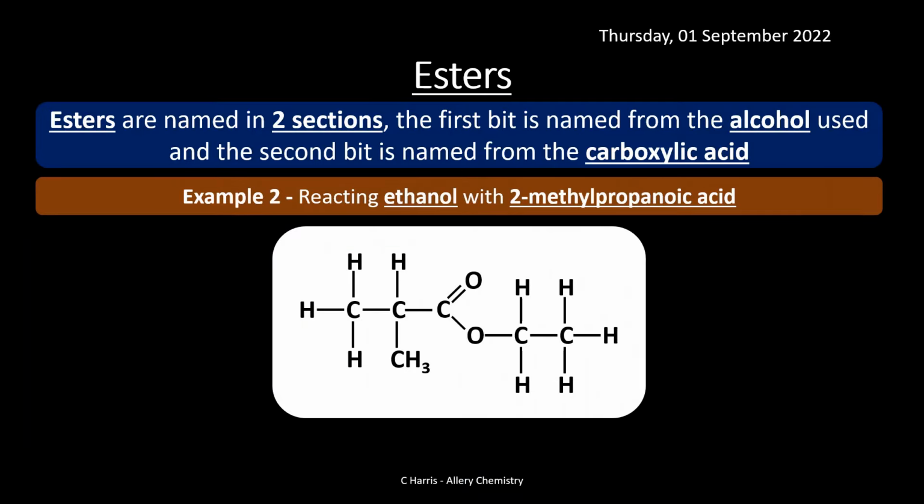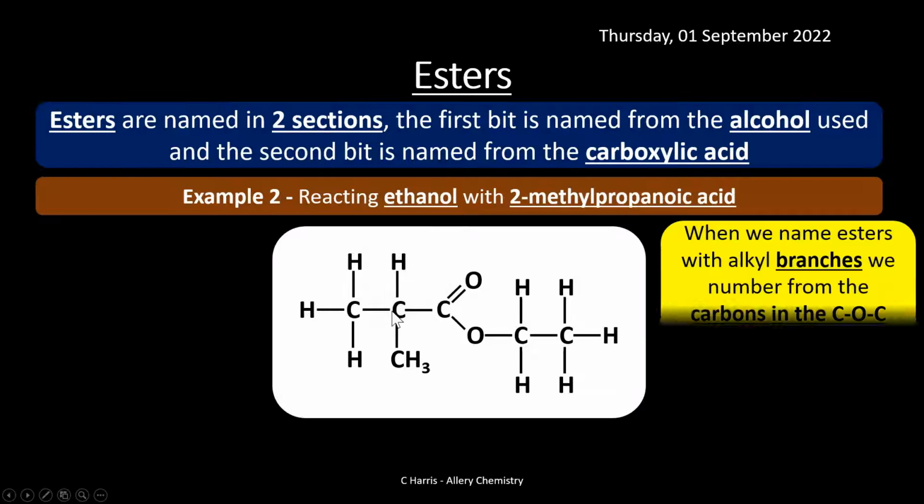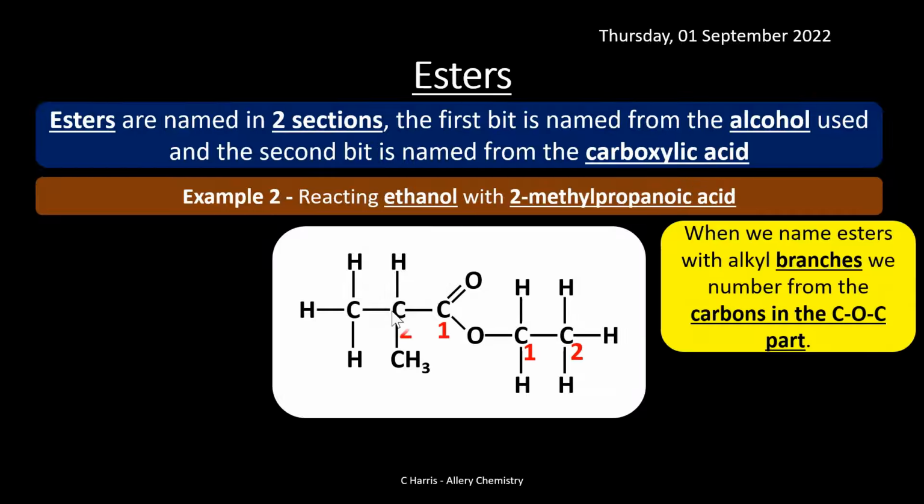So let's have a look at another one. This is when we're reacting ethanol with 2-methyl propanoic acid. The difference here is that we have a branched group hanging off the carboxylic acid part. So again, when we're naming esters with alkyl branches, we number from the carbons in the COC bit.